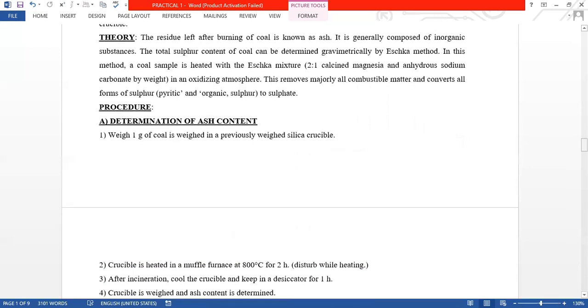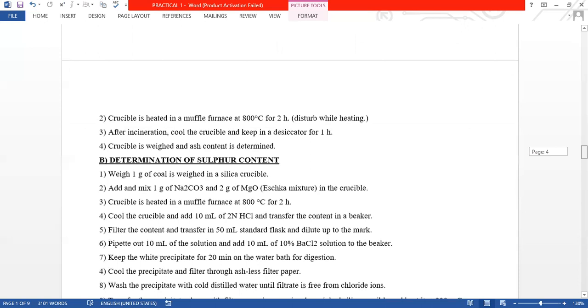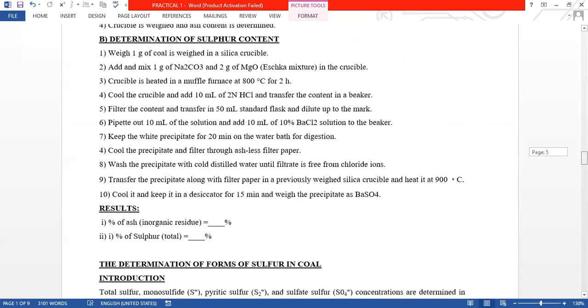Theory: the residue left after the burning of coal is known as ash. The first step is ash content determination. Weigh 1 gram of the coal in a previously weighed silica crucible. The crucible is heated in a muffle furnace at 800 degrees Celsius for 200 hours. Disturb while heating. The crucible is weighed and the ash content is thus determined. Now, determination of the sulfur content.